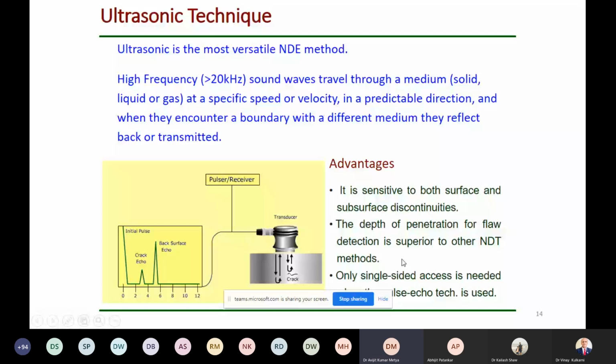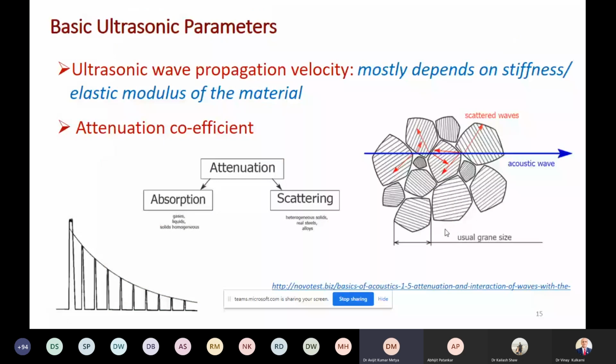Apart from the crack detection in the material, we need to have something before the crack, to predict what is happening in the material. That's why, if we use this ultrasonic wave, there are basically two parameters: ultrasonic wave propagation velocity and attenuation coefficient. We know that the ultrasonic wave propagation velocity is mostly constant for a particular material, but if there is some damage or some deformation occurring within the material, its stiffness or elastic modulus will change. As a result, the velocity will change, because earlier I showed that the velocity of the ultrasonic wave is dependent on the Young's modulus or elastic modulus of the material. So that's why ultrasonic velocity will change.